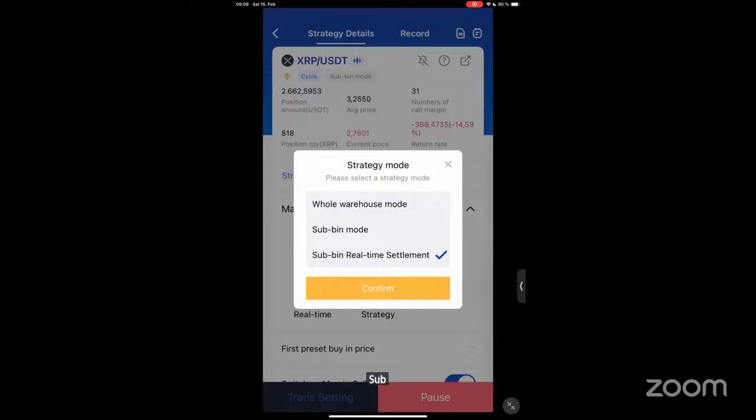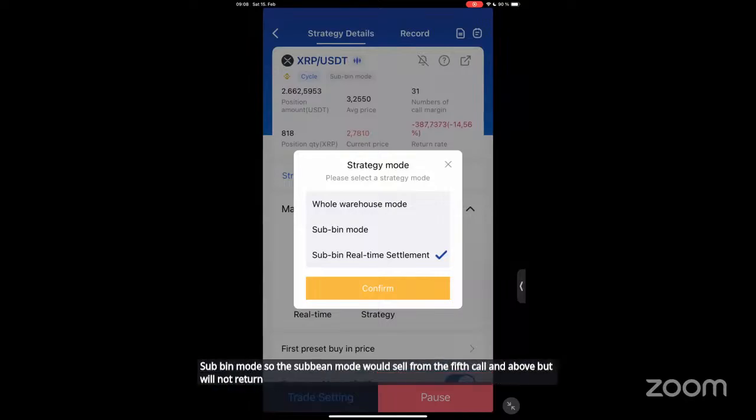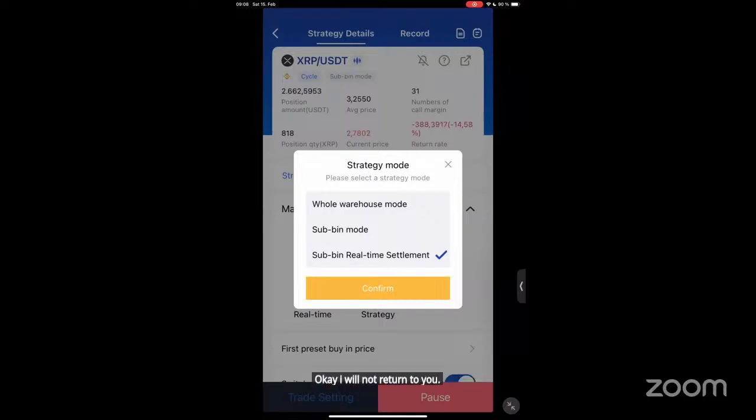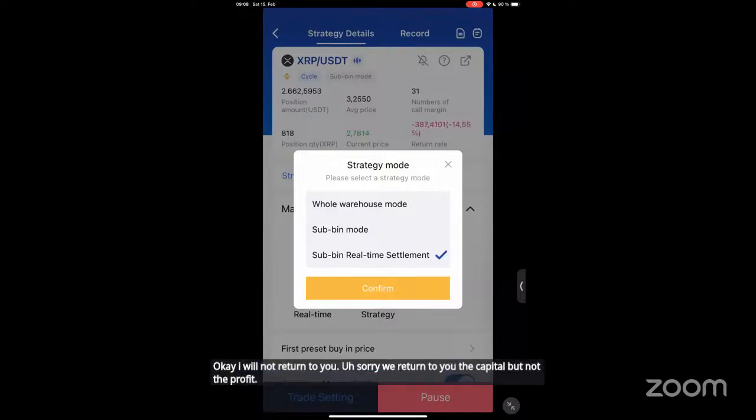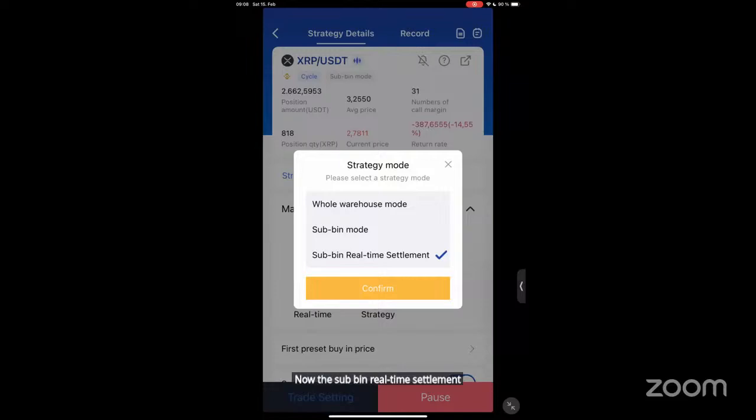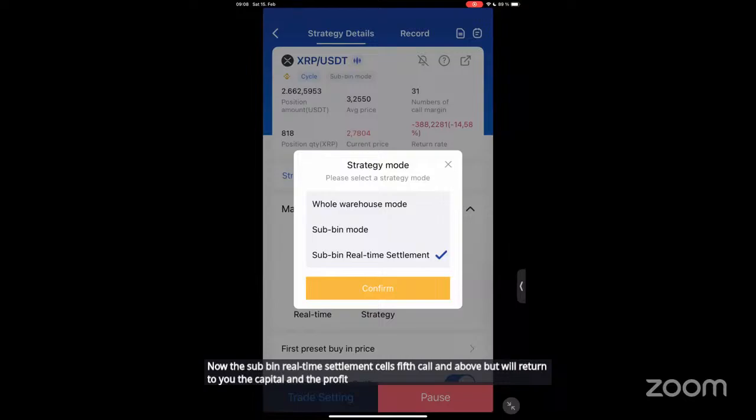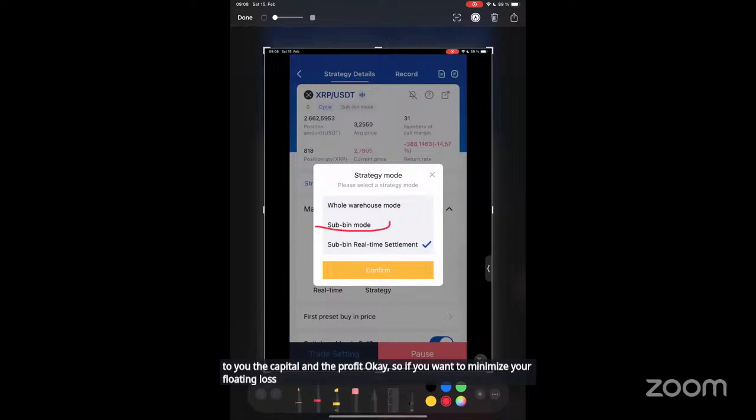Sub-bin mode. The sub-bin mode would sell from the fifth call and above, but will not return to you the profit. Sorry, it will return to you the capital, but not the profit. Now, the sub-bin real-time settlement sells from the fifth call and above, but will return to you the capital and the profit. So if you want to minimize your floating loss on coins, you can use the sub-bin mode. But if you want to be making profits even in the dip, you can use the sub-bin real-time.